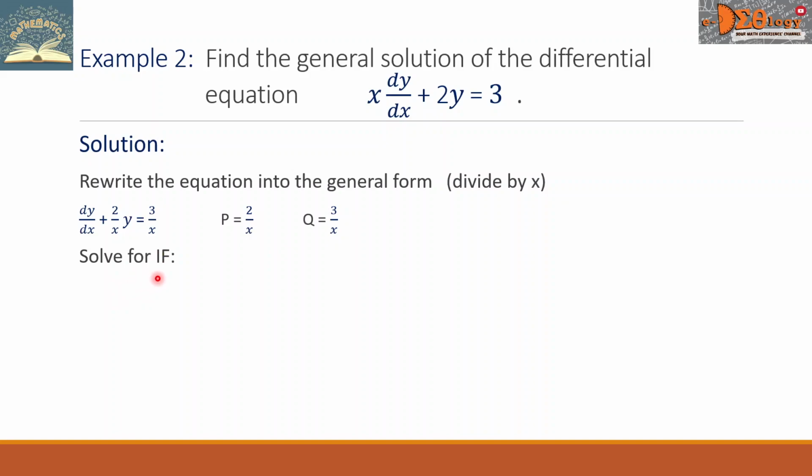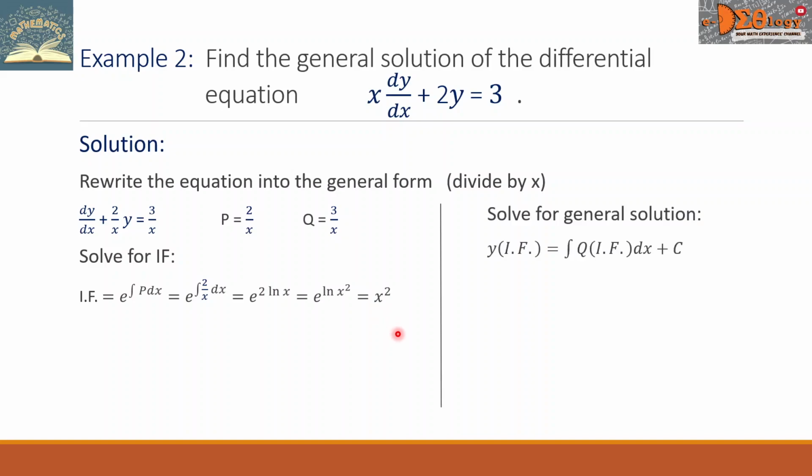Step 1, we solve for IF using this formula, the e raised to the integral of P dx. Our value of P is 2 over x, so we substitute it here. Then we simplify the integral of 2 over x dx. And that will be 2 ln of x. We can simplify this 2 ln x into ln of x squared. Now take note of this e with the ln here. We can simplify this further into x squared. It means our IF is equal to x squared. Then we go to the next step.